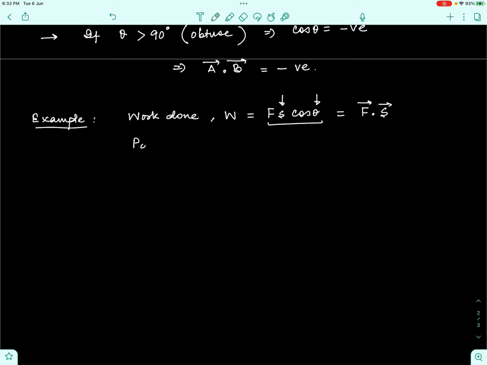Similarly, we have power delivered by a force, which by definition is the work done per unit time, and in terms of dot product it is defined as F dot v, the dot product of the force vector with the velocity vector. This is also a scalar quantity and an example of dot product.